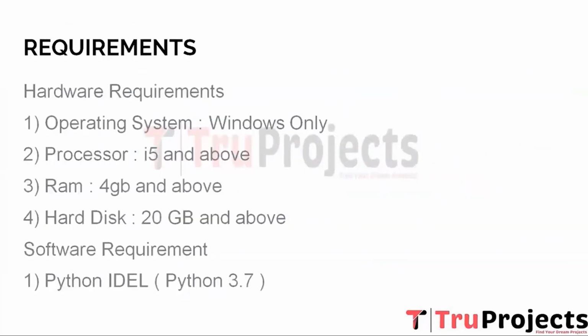So now coming to the requirements part, we have two types of requirements, that are hardware requirements and software requirements. In hardware requirements, first, operating system as Windows is required, processor i5 and above, minimum 4 GB of RAM is required, hard disk 20 GB and above. Coming to the software requirement part, Python IDLE, that is 3.7 version, is required.